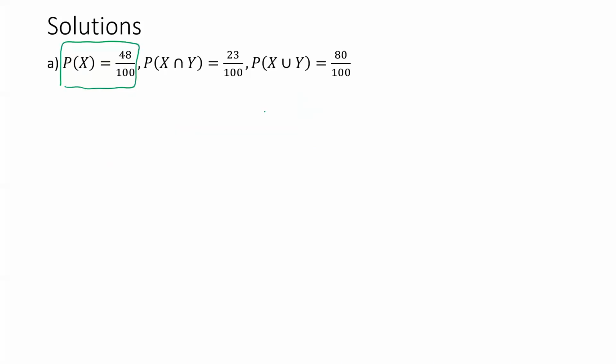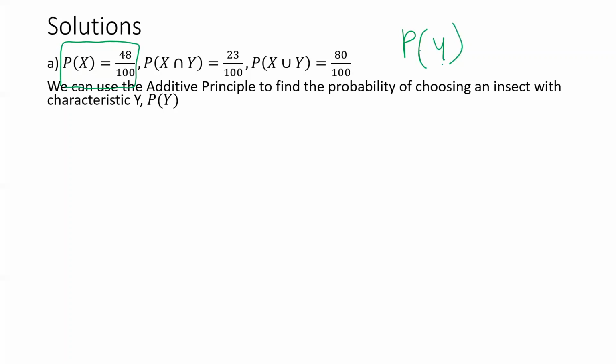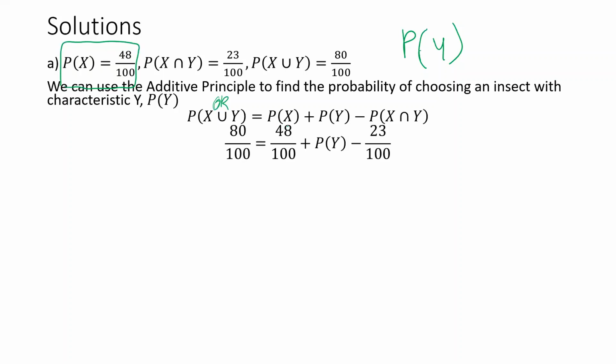So what we're going to do is work backwards to figure out what the probability of y is. That's really what we're trying to do. So what do we know so far? Well, let's use the additive principle to help us figure this out. From the additive principle, the probability of x or y, remember that the union is x or y, is the probability of x plus the probability of y minus the probability of the intersection of x and y. So let's go step by step here.